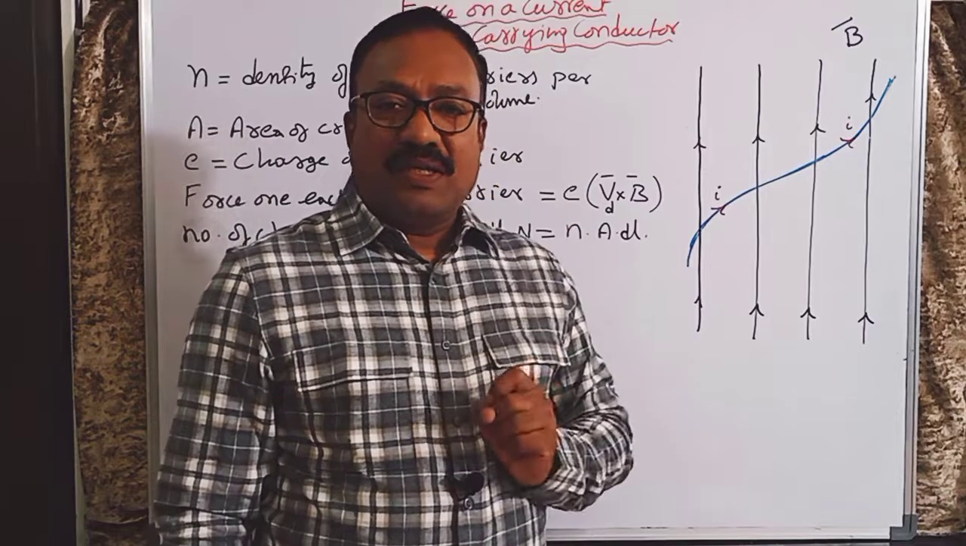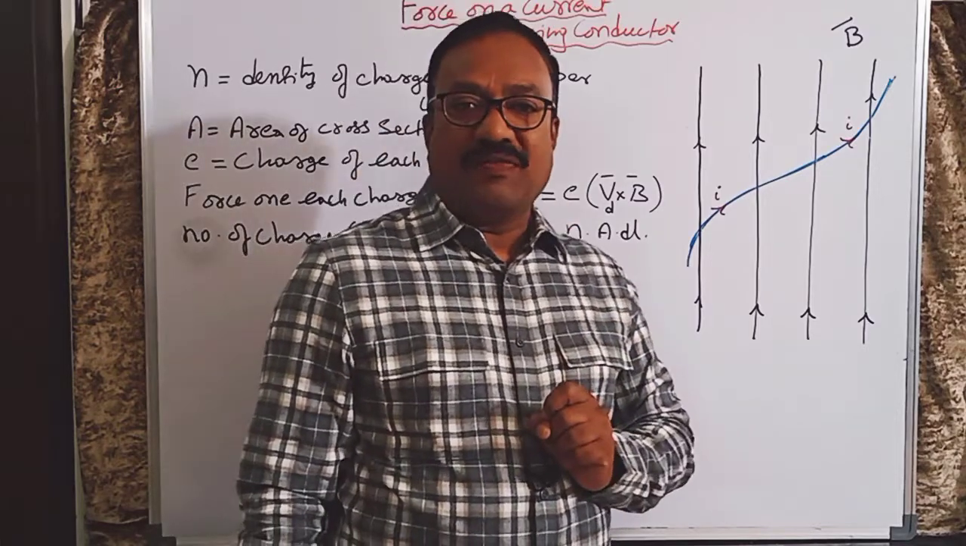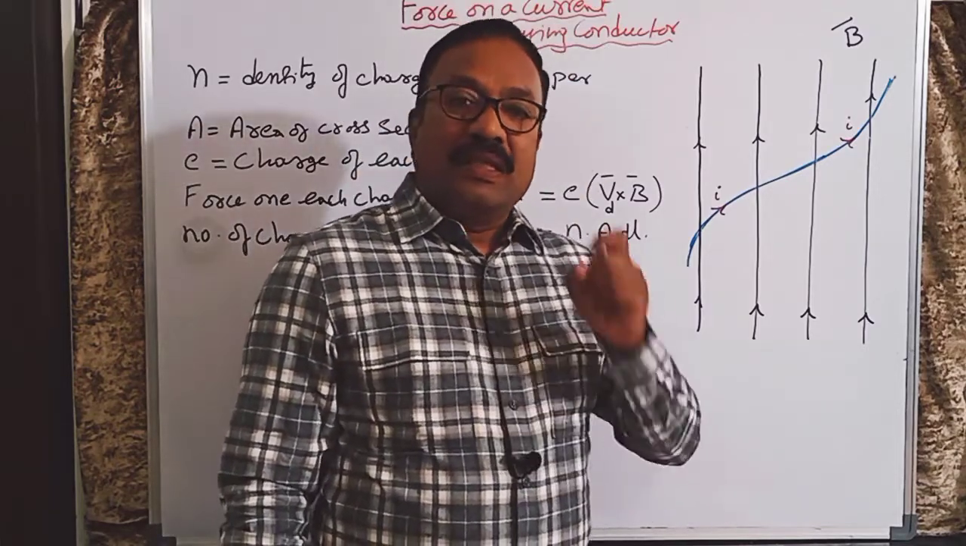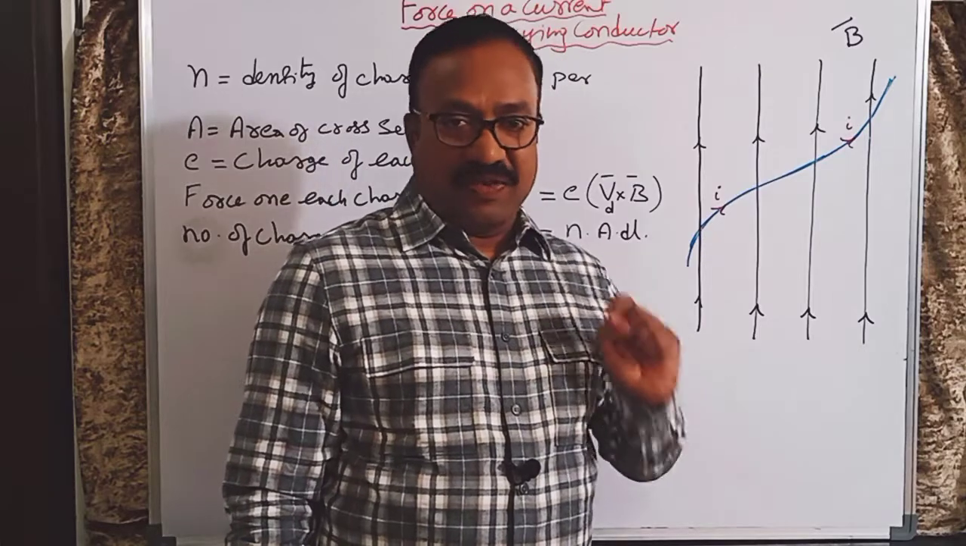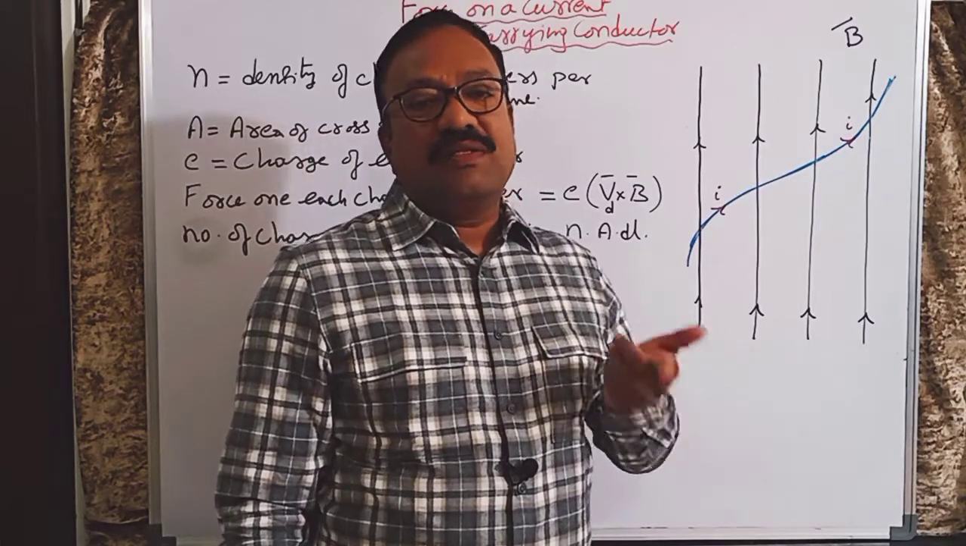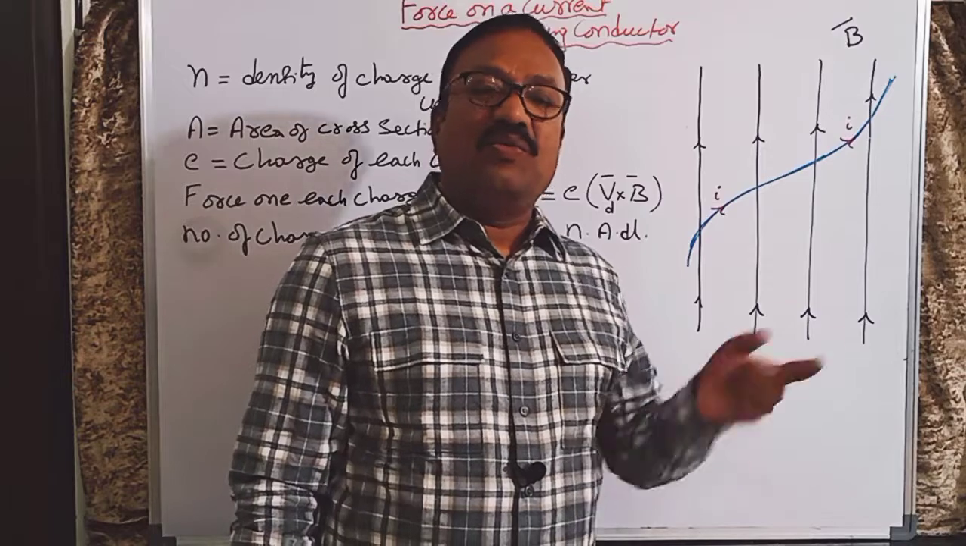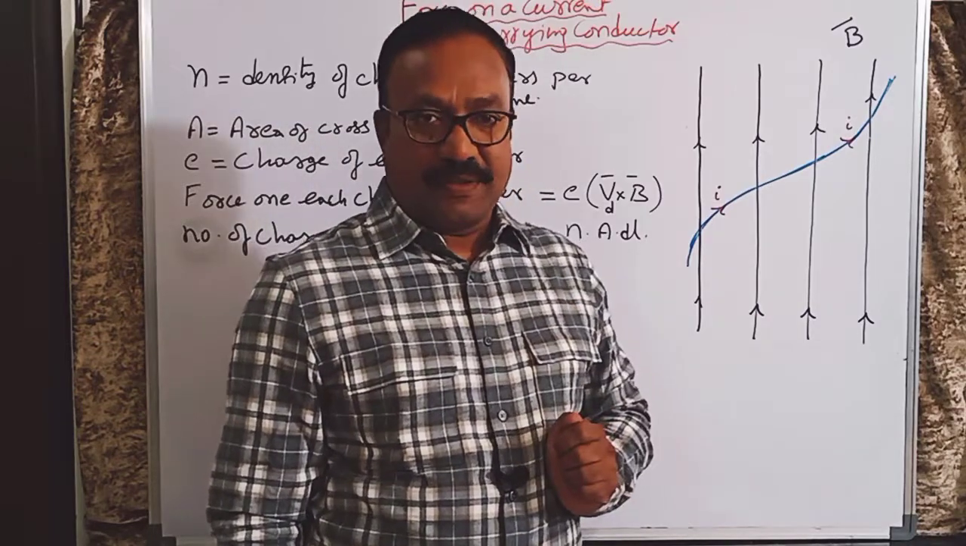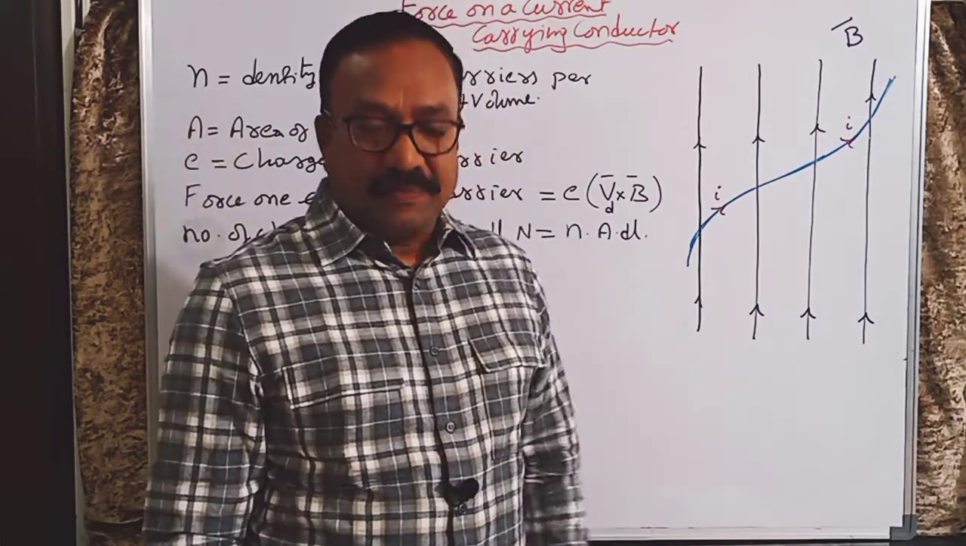What is one unit charge? 1.602 into 10 to the power of minus 19 coulombs. That is the charge of an electron, a negative charge. Positive charge means 1.602 into 10 to the power of minus 19 coulombs. A positive charge is a unit positive charge. Like that we can consider.